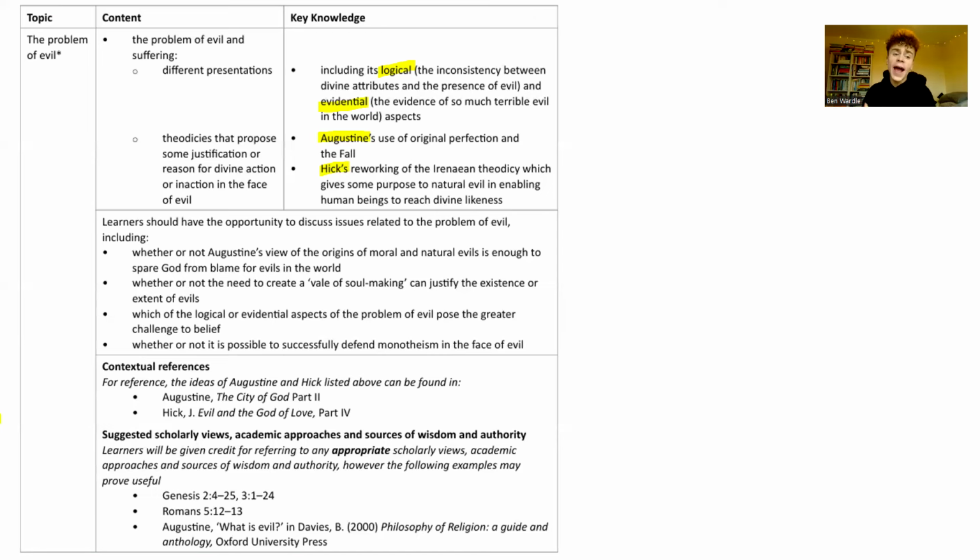We will then be looking at our theodicies that seek to propose some justification or reason for the existence of evil. So Augustine will be our first one. We'll talk about St. Augustine and his original sin argument, that it isn't God who's to blame, it's actually Adam and Eve. We'll then talk about Alvin Plantinga and his free will defense before talking through John Hick, who was influenced by St. Irenaeus in his development of the soul-making theodicy.